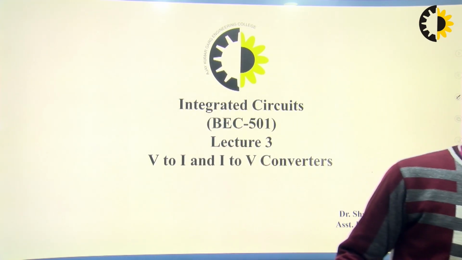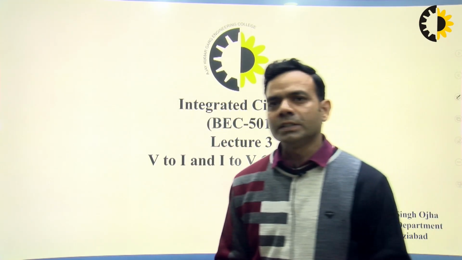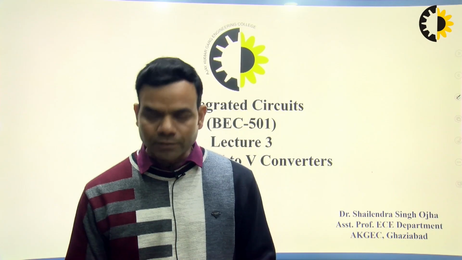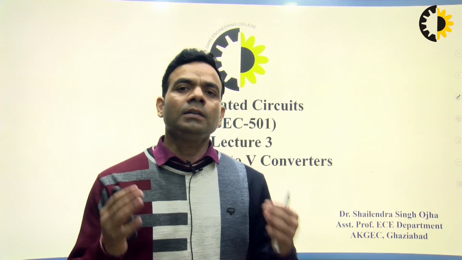Actually, current to voltage converter is the circuit which can convert current into equivalent voltage, and voltage to current converter is the circuit which can convert voltage into equivalent current. V2I means voltage into equivalent current, and I2V means current into equivalent voltage.